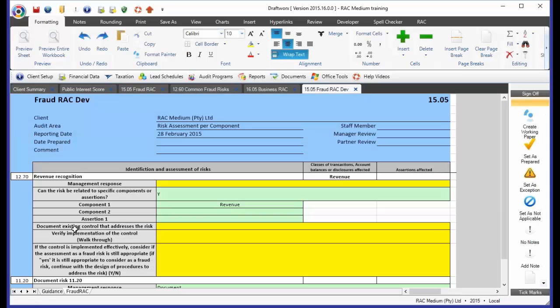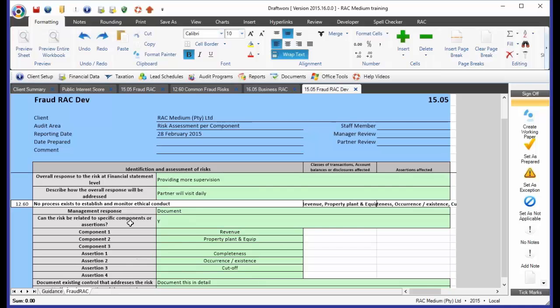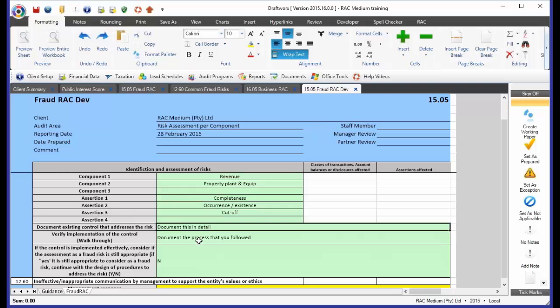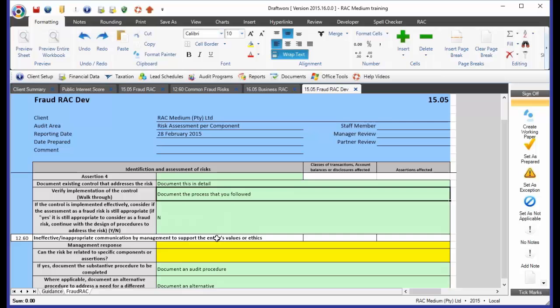We have redesigned it to make it a portrait rather than a landscape document. And you'll see that the risks are pulling through. In fact, the information we documented is already appearing from our previous version, so the two versions of this file are completely interchangeable. So there are the components that we selected. Here are the assertions that we selected. We've documented information, documented the walkthrough. All of this information is already in place.